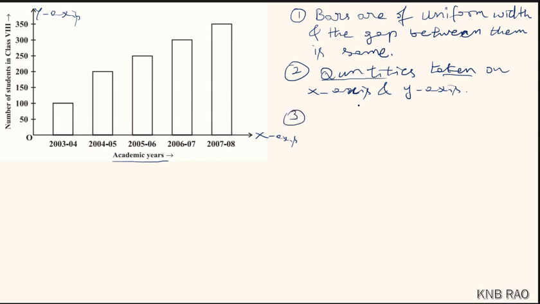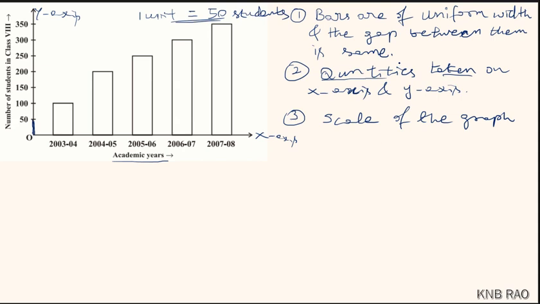Then coming to the very important scale. What is scale? So, the scale of the graph. Remember children, here on the y-axis 1 unit length is considered as 50 students. So, on the y-axis 1 unit length equals 50 students, that we have to observe.